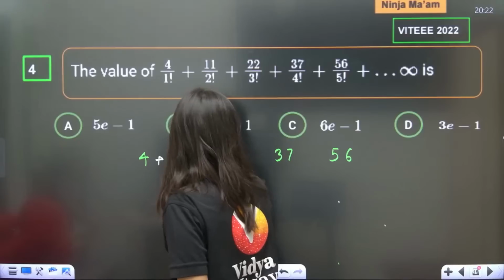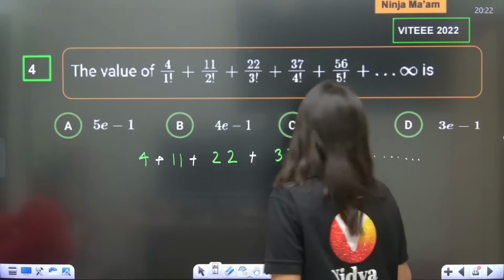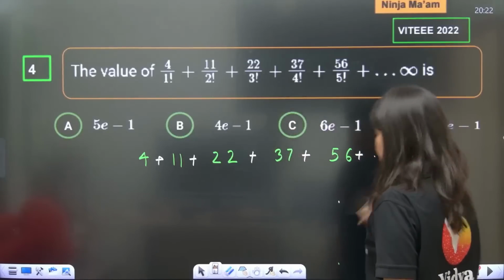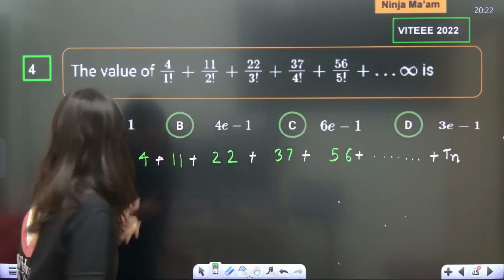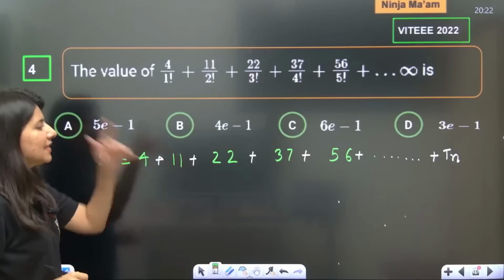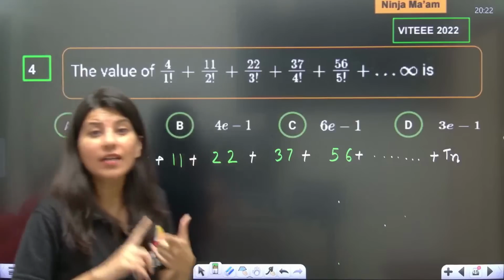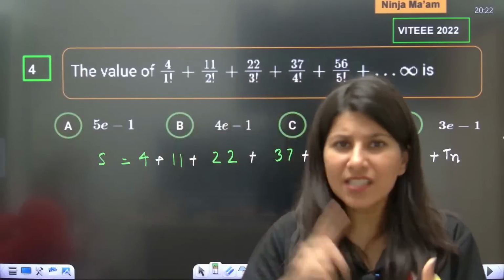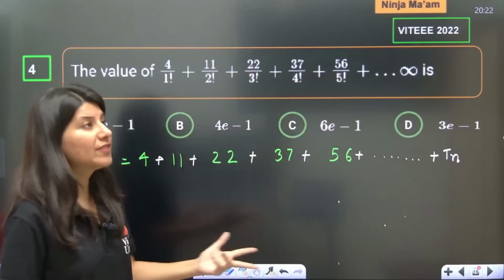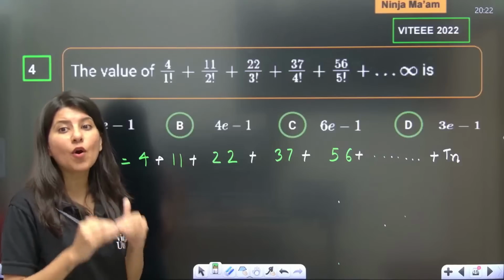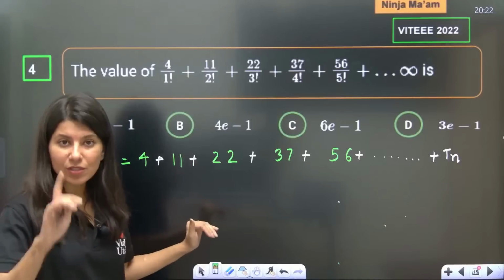4 plus 11 plus 22 plus 37 plus 56 plus Tn. You must be thinking, ma'am, why are you adding it? Let me tell you why I am doing that. See, this is not an arithmetic progression, and this is not a geometric progression. Then what is this? This is a different type of series which can be done using the method of differences. A little bit of time I am going to take while explaining this question, so stay tuned for it.